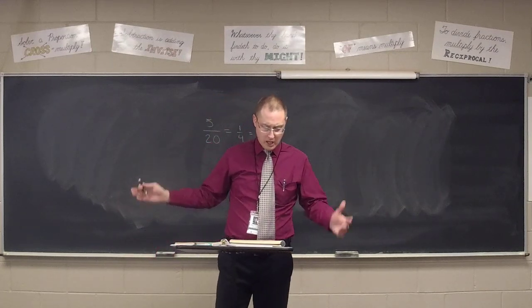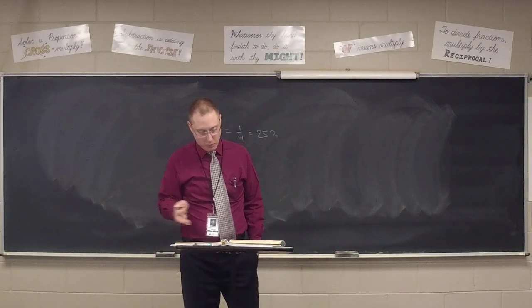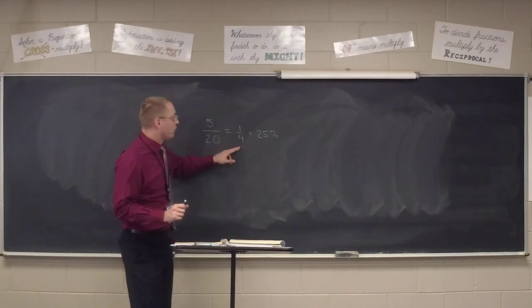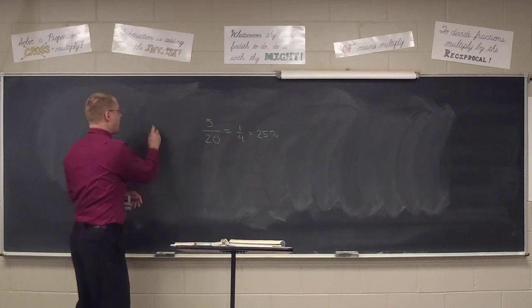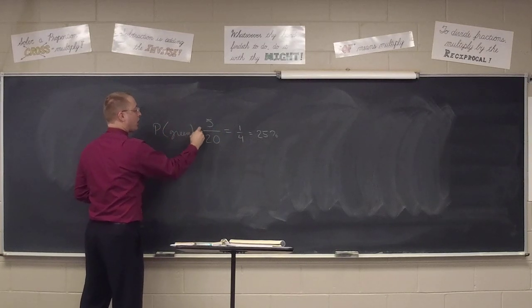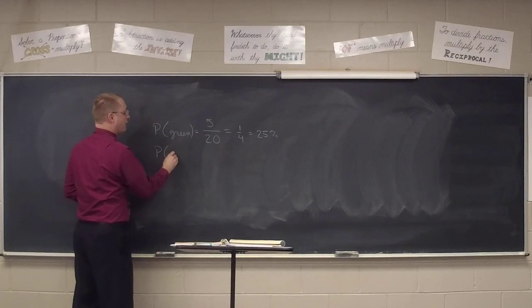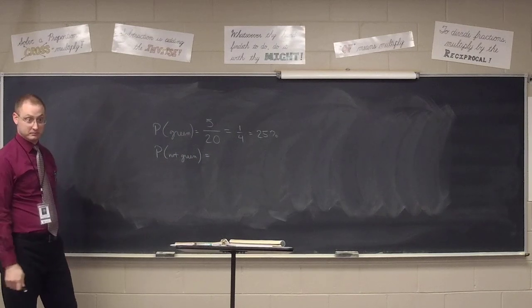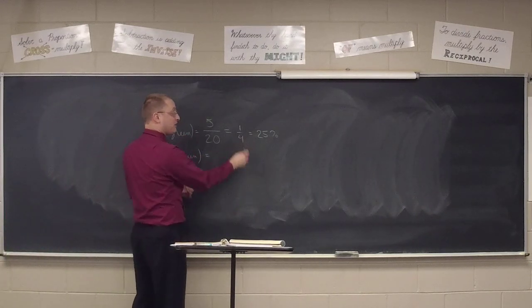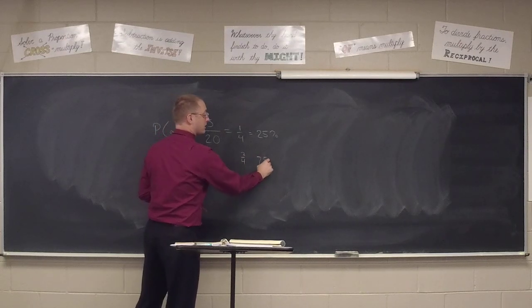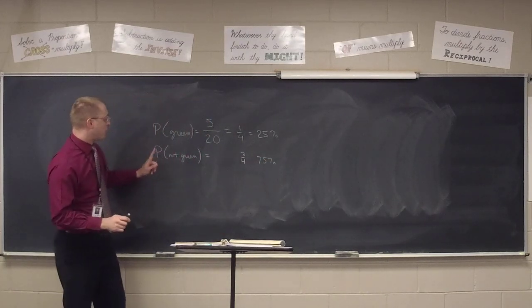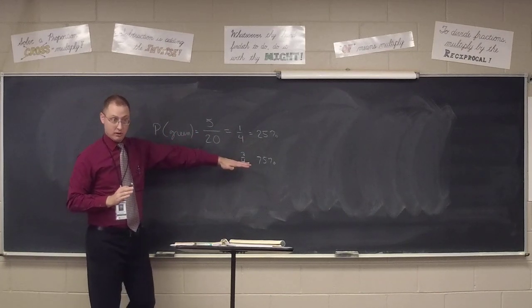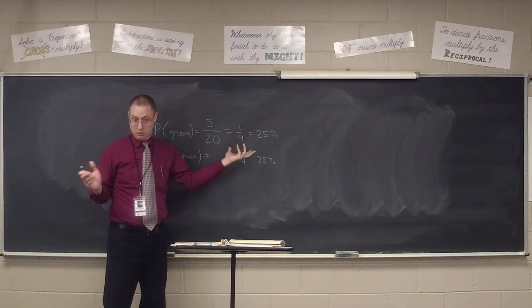Does that make sense? Now, some different properties of probabilities that we want to talk about here. If there is a 1 to 4 chance that he draws green, if that is the probability of green, then the probability of not green would be what? 15 to 20, which would be 3 to 4, which would be 75%, correct? You understand the probability of something not occurring is going to be 100% minus whatever the probability of something occurring would be. Does that make sense?